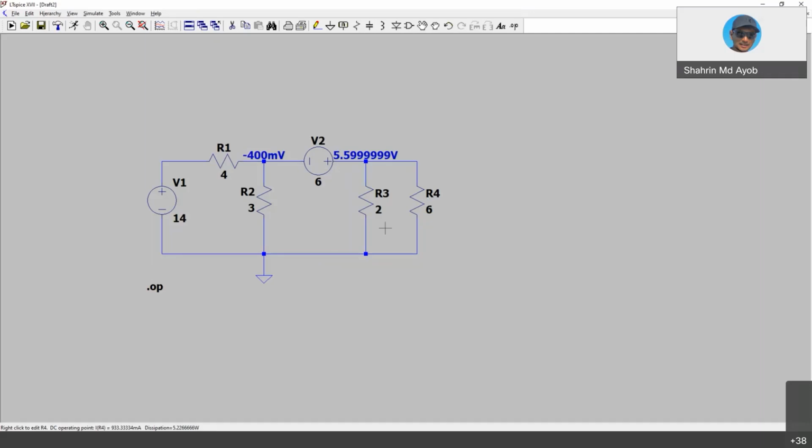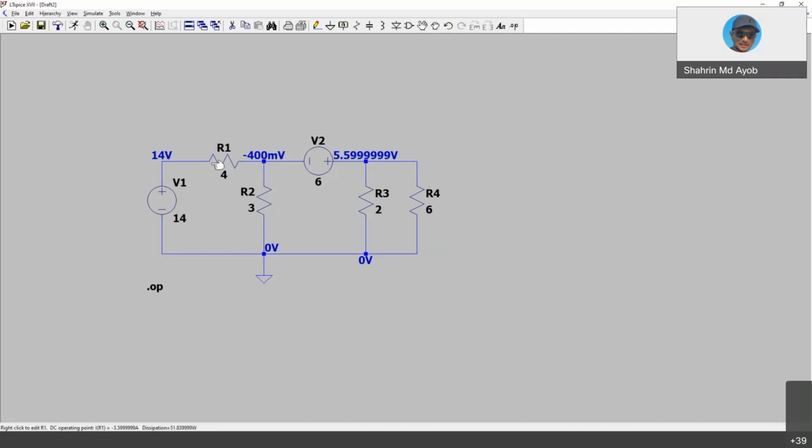So this one is 0 volt, because we already defined it as reference, right? So for any node that you want to find, just click here. So this one is 14. But the limitation of this software is that it can only give you the node voltage. So for example, to get the voltage drop across R1, you need to do the basic Ohm's law analysis. 14 volt minus negative 400 millivolt over 4. So you can get the current and so on.